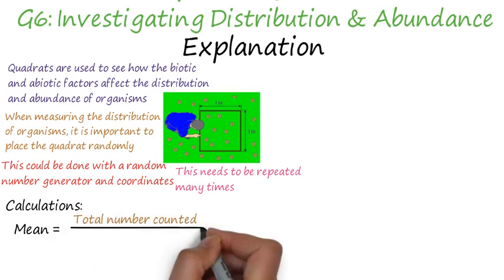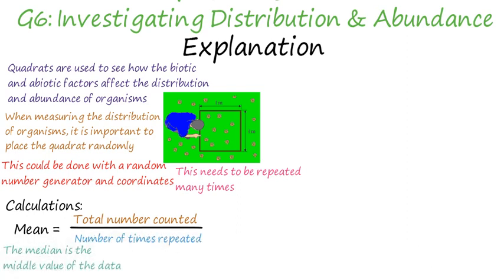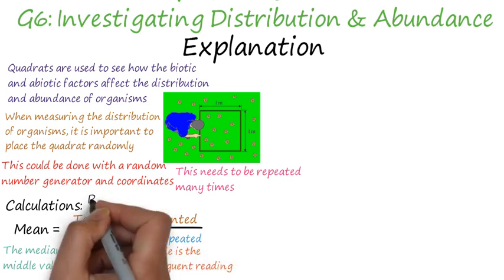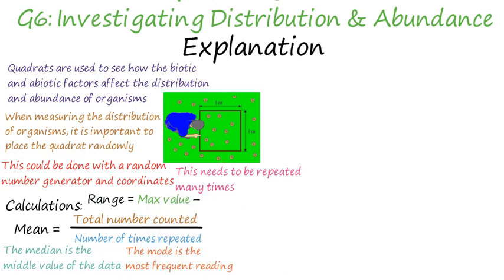A mean number of plants per quadrat can be calculated by adding all the readings together and dividing by the number of readings done. The median is the middle value of the data, the mode is the most frequent reading, and the range is the maximum value minus the minimum value. These calculations can be useful in your analysis.